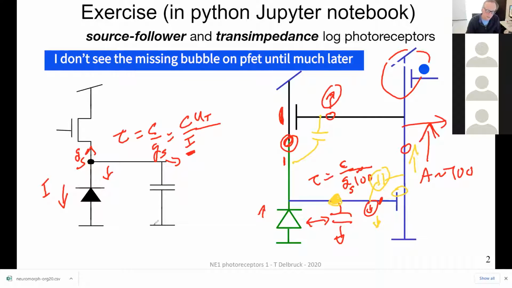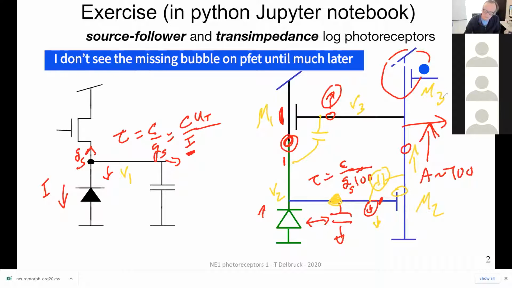Yeah, I didn't label this very well. Let me try to label it. Let's call this V1, V2, and V3. Which are you speaking about? I'm speaking about the source voltage. So V2 is the source voltage of the left-hand transistor, M1, and the gate voltage of the right-hand transistor, right?